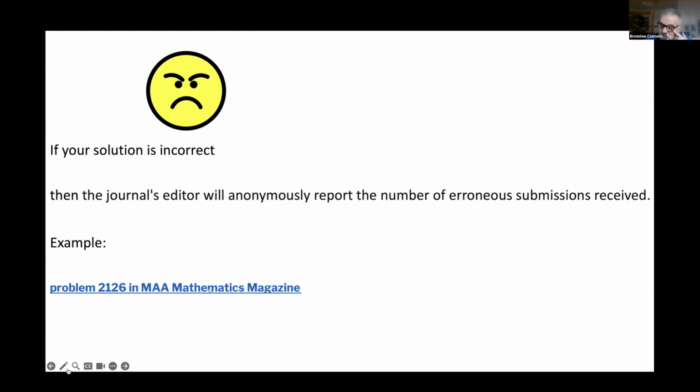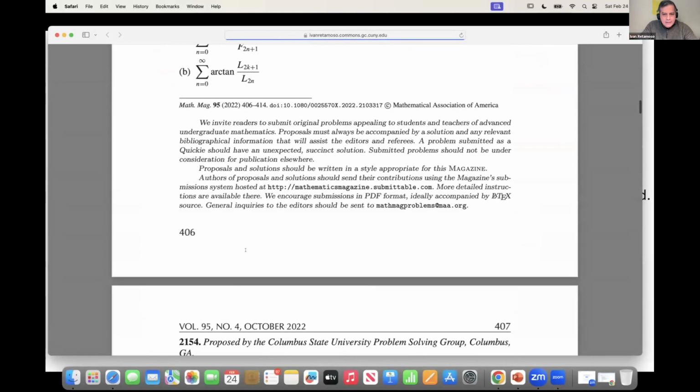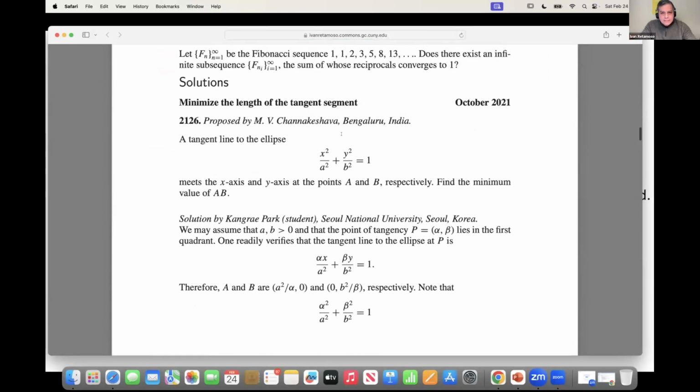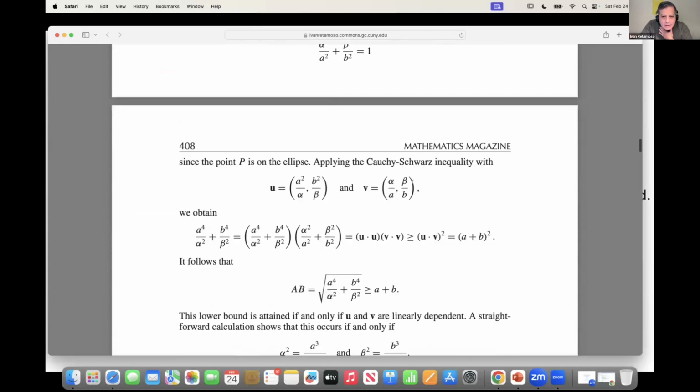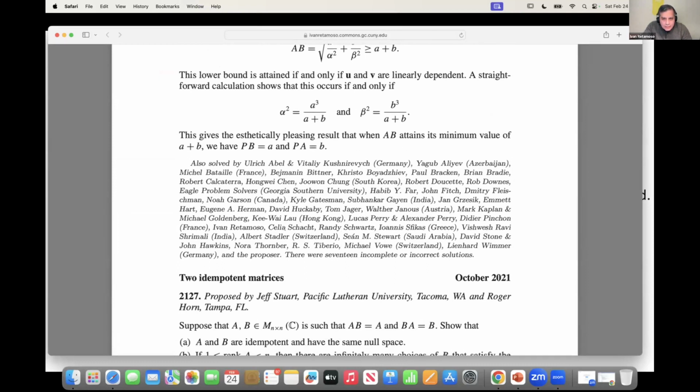list of incorrect solutions. Example, this one in Mathematics Magazine of the Mathematical Association of America. I think it's down here. This problem was proposed by this professor from India. This problem was solved by different people all over the world, and my name is somewhere there.